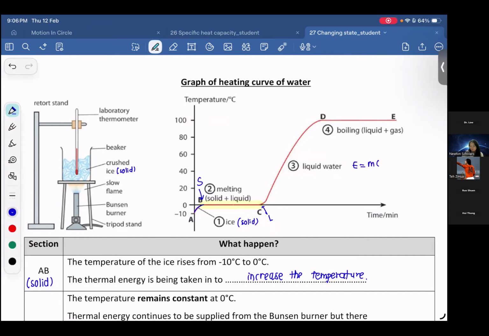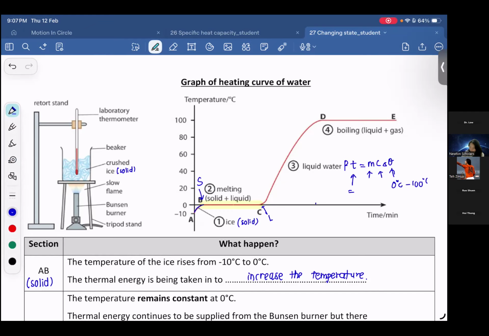This part is related to what we learned just now: E equals mc change in temperature. So how much energy you supply, how many kg of water, and the specific heat capacity 4200, we can know the temperature rise. Here we want to rise from 0 degrees Celsius to 100 degrees Celsius. We can count how much energy we need to supply, or how long we need. So section CD is what we learned just now, specific heat capacity.